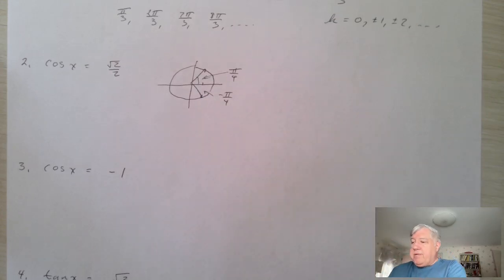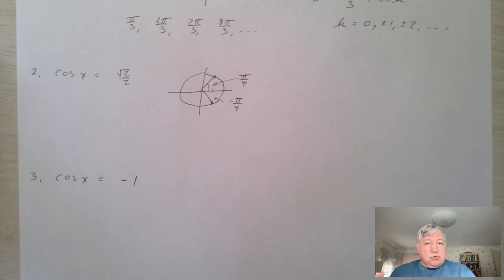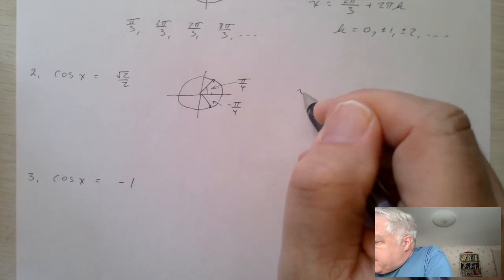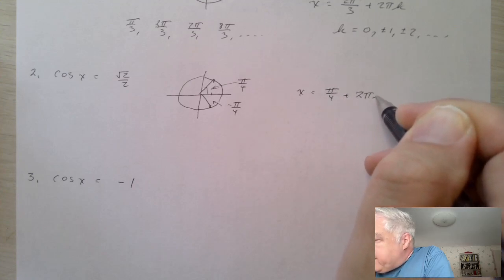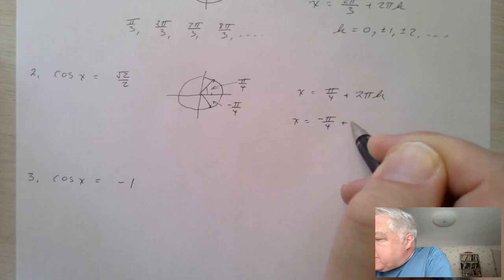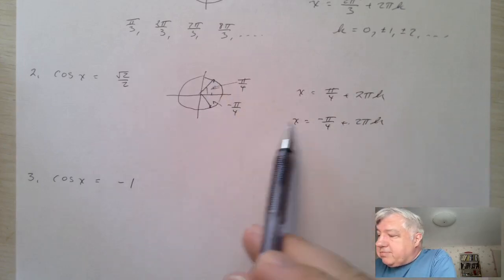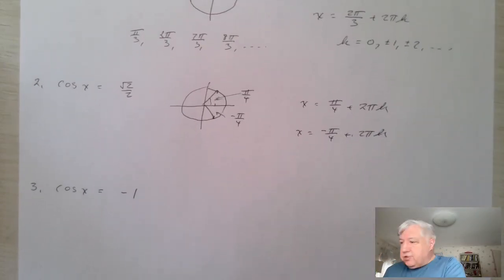Okay. And remember, the cosine is an even function, so the cosine of x and cosine of minus x are the same. So basically, you can just change the sign of x and you'll get another solution. So here we can see that x is going to be pi over 4 plus 2 pi k, or x could be minus pi over 4 plus 2 pi k. This corresponds to this point, this corresponds to this point, where again k is just any integer.